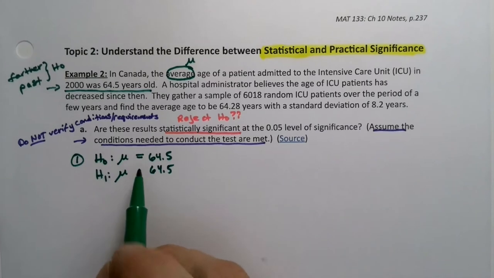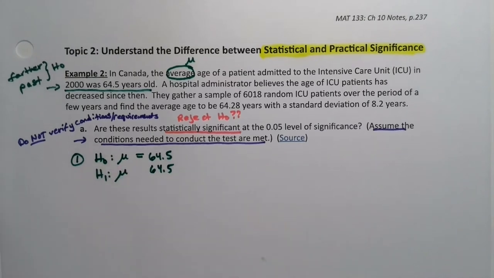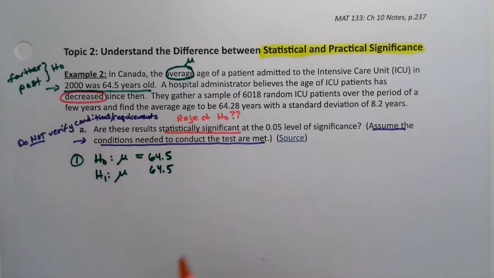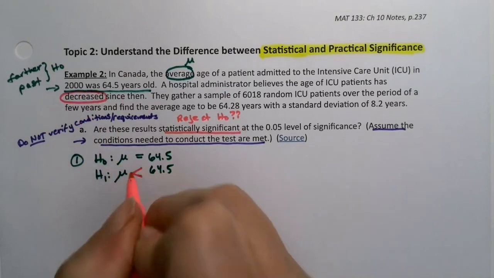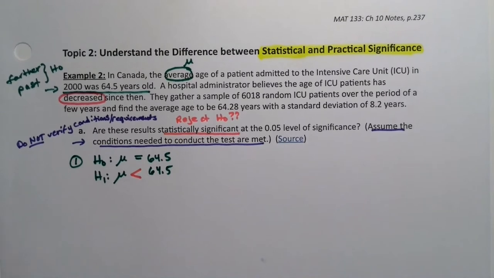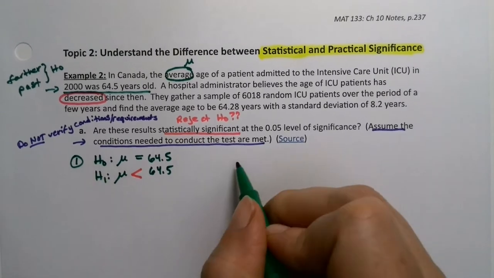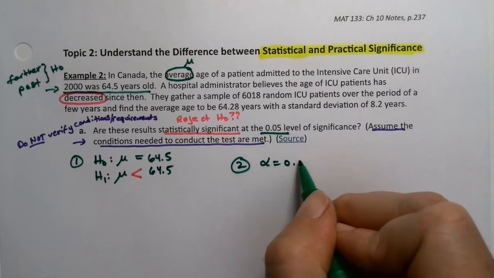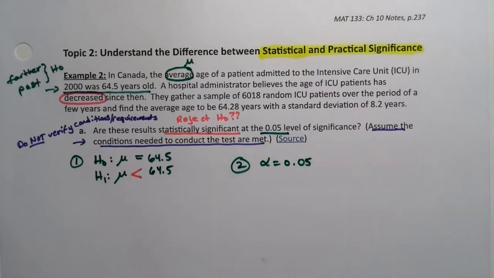All right. And now the hospital administrator thinks it has decreased. See the word decreased right there? That means less than. All right, lovely. So H naught and H1 are done. Step 2, alpha. Alpha is 0.05, given to us right there. That's your level of significance. It's the probability of a type 1 error.